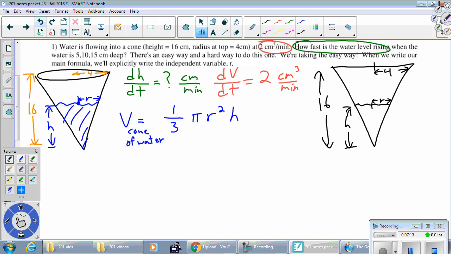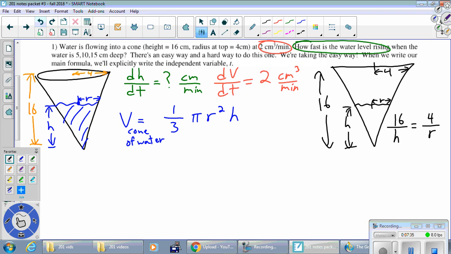We're going to write down a proportion. We're going to say for the big triangle, we have a height of 16. And for the smaller triangle, the corresponding height is H. And because we put the 16 on top, we have to put the radius of the big triangle on top. That's a 4 divided by, and then the radius downstairs is an R.